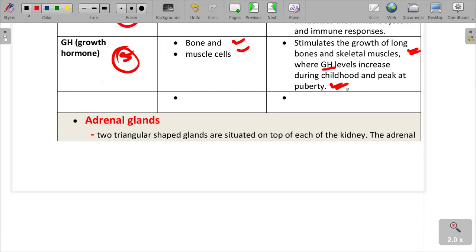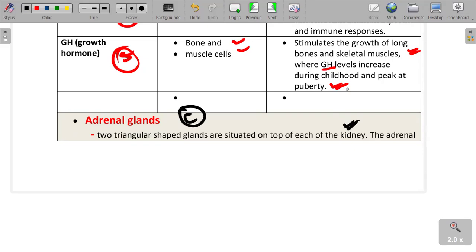Let's look at the next one, number C in terms of hormones: the adrenal glands. The adrenal glands are two triangular shaped glands that are situated on top of each kidney. This one, I saw it in the previous paper, in June last year, 2024, in a theory paper where students were asked to identify the hormone produced. You are supposed to know where it is located.